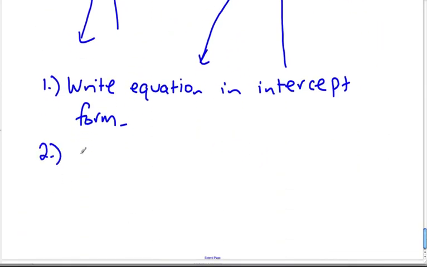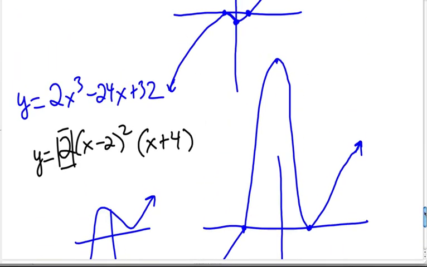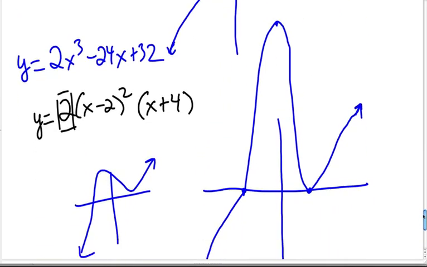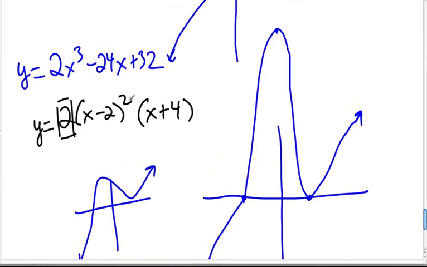Next, graph the x-intercepts. There were two x-intercepts in this problem. There were three solutions, 1 plus 2, 3 solutions, but there's only 2 x-intercepts.